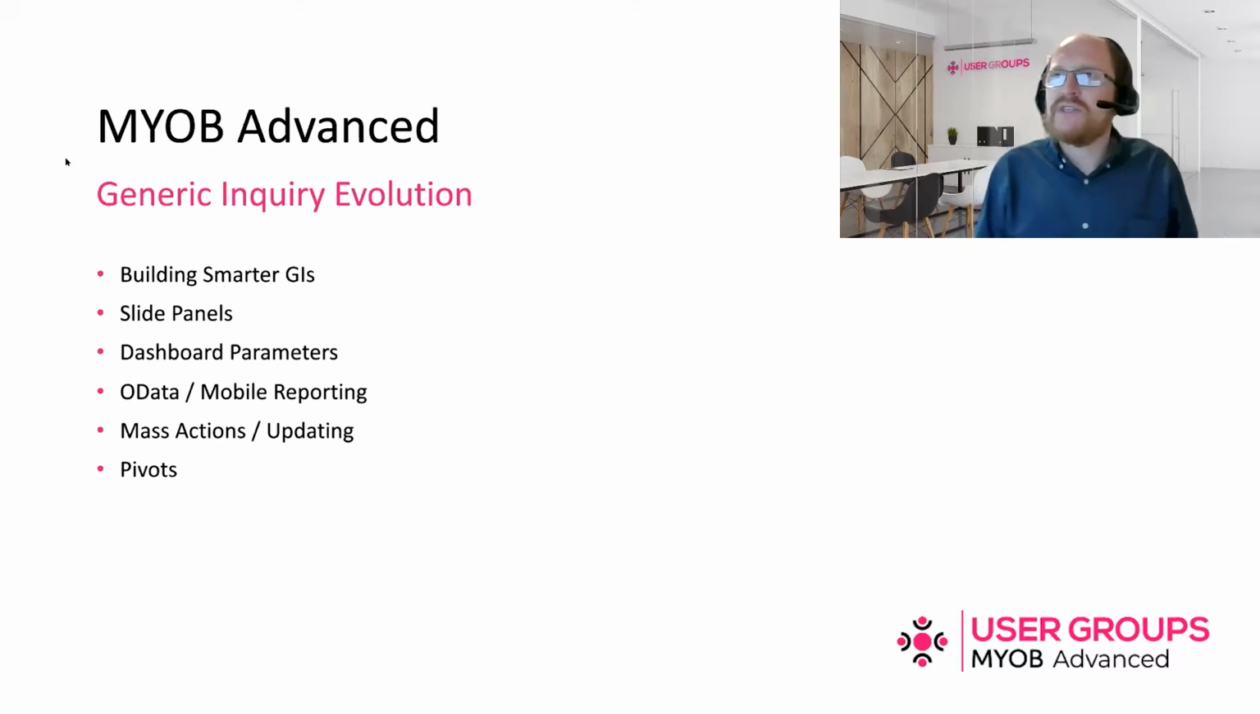So what I'm going to be covering today is how to build smarter GIs, so smarter generic inquiries. I'm also going to introduce the concept of slide panels as well. And then I'm going to have a little look at dashboard parameters. So you've got your normal dashboards, but how do we actually introduce parameters within those dashboards? And then I'll mention OData and mobile reporting, so how to actually publish generic inquiries and dashboards directly to your mobile devices or to other reporting tools.